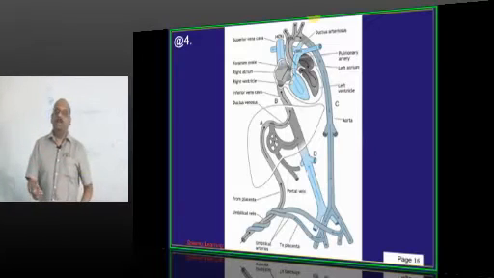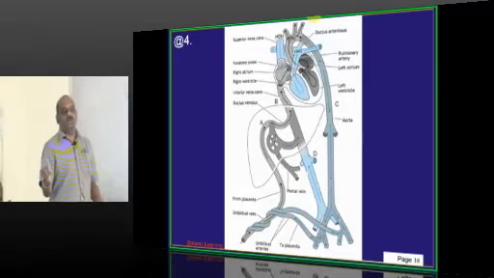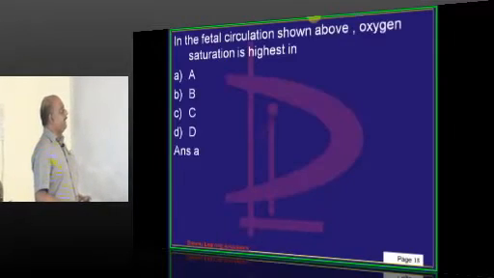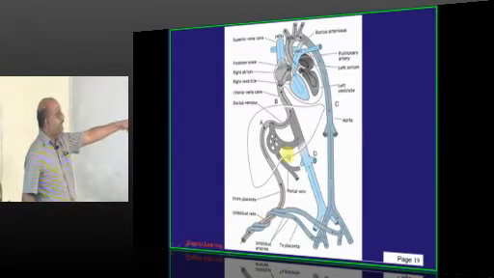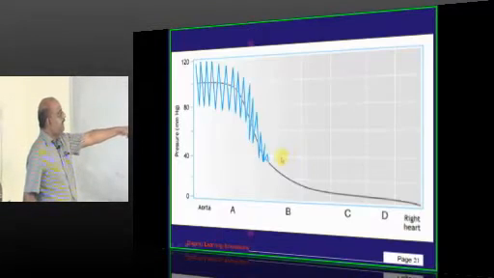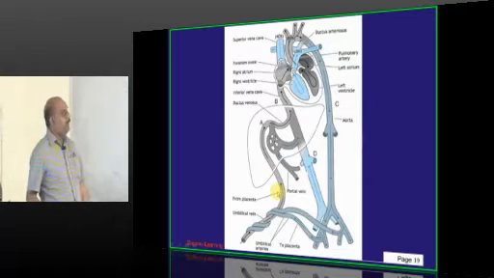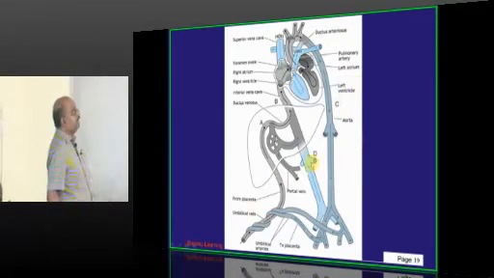Now a word on fetal circulation. Where is the highest amount of the oxygen saturation, doctor? Umbilical vein. So where is the umbilical vein? Typically umbilical vein is originating here. So that is the reason you have the highest amount of oxygen saturation, almost to the point of 85% is the oxygen saturation in the umbilical vein.